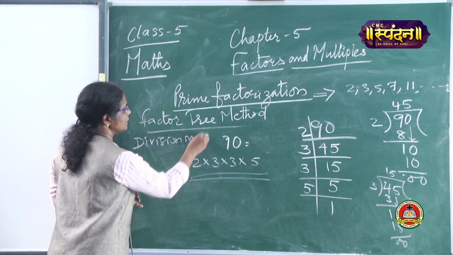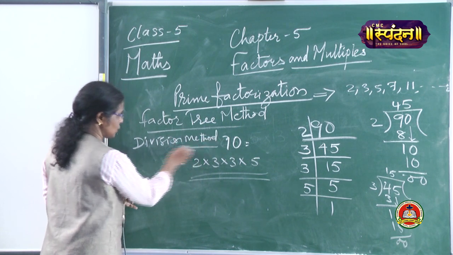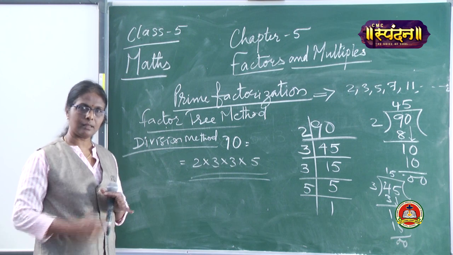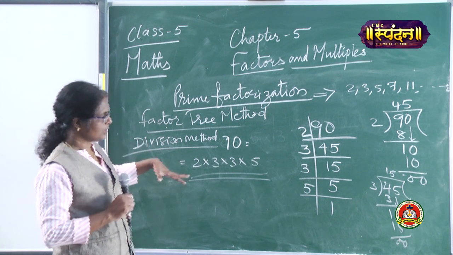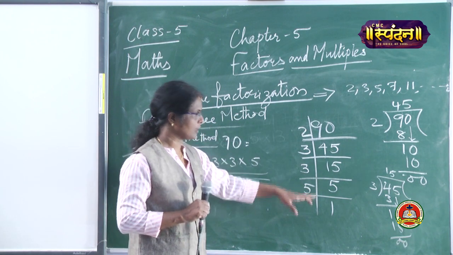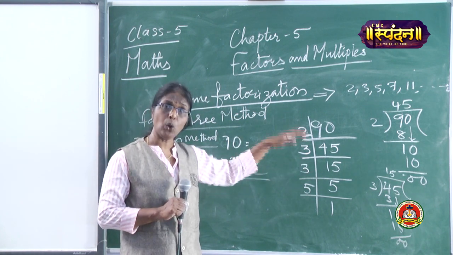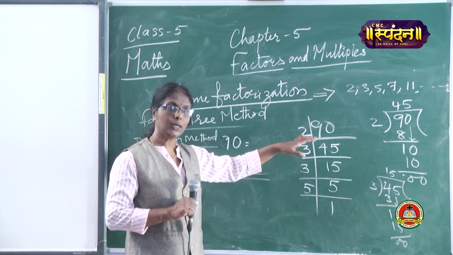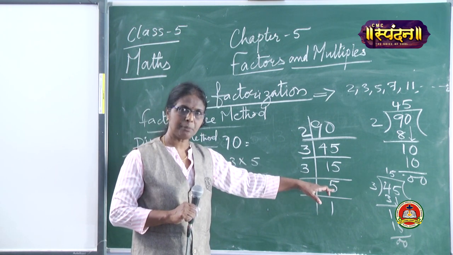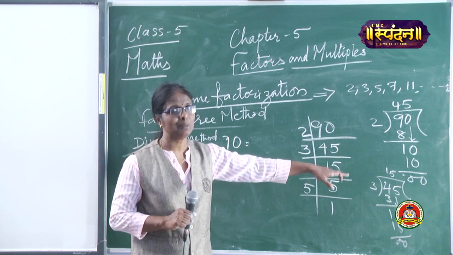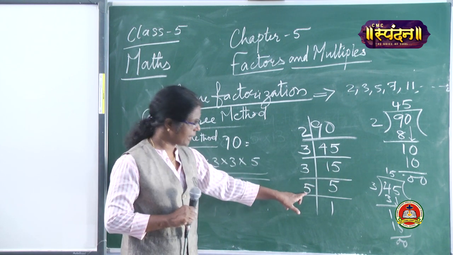There are 2 methods of finding the prime factorization. One is the factor tree method and the other is the division method. In the division method, we divide the number continuously. We go on dividing the number till we get a prime number at the last, that is not divisible further. When you get a prime number, it means it is not divisible by any other number other than itself.